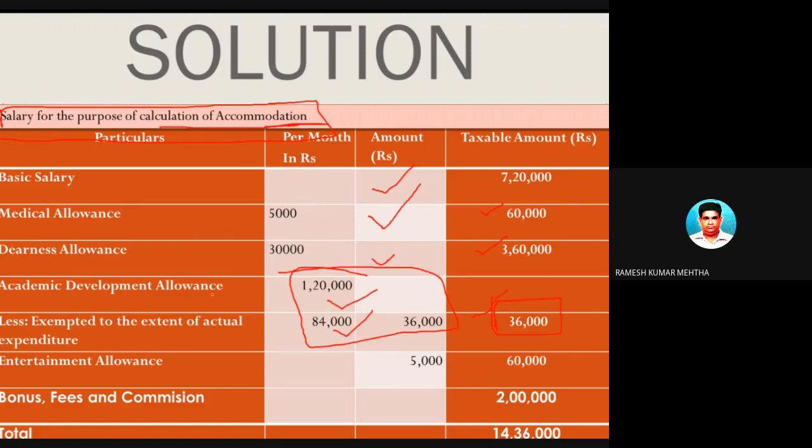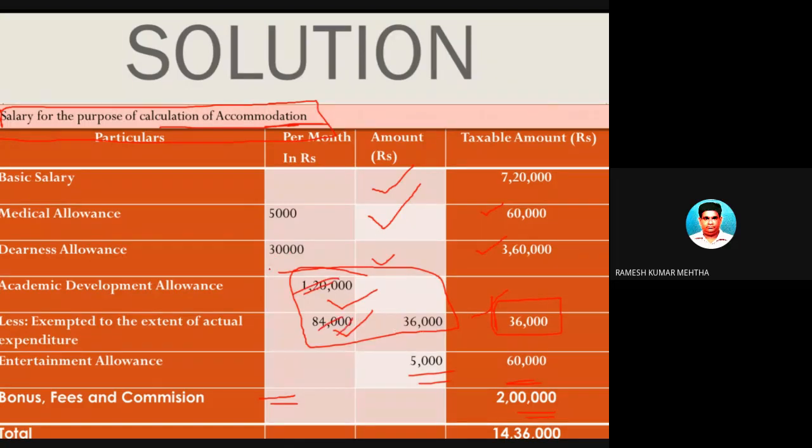Next one is entertainment allowance. Entertainment allowance is fully taxable, and he is receiving 5,000 per month into 12, which is 60,000. And bonus and commission, I also told you, for the purpose of calculation of rent-free accommodation, you have to take bonus plus fees plus commission as part of salary. So 2 lakhs also I have taken. I have ignored this.